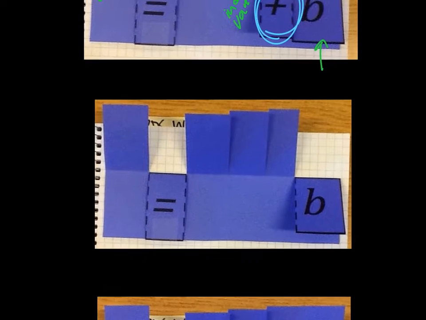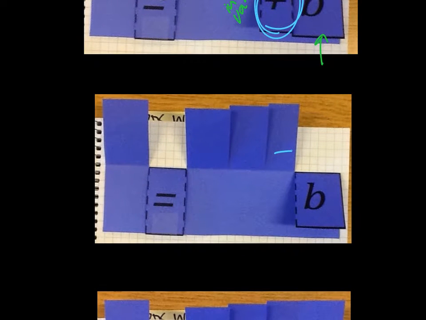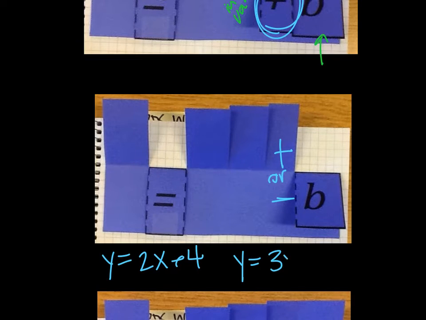This plus can be either an addition sign or a subtraction sign. So it could be plus or minus. So don't get super comfortable seeing y equals maybe 2x plus 4. We could also see potentially y equals 3x minus 1.